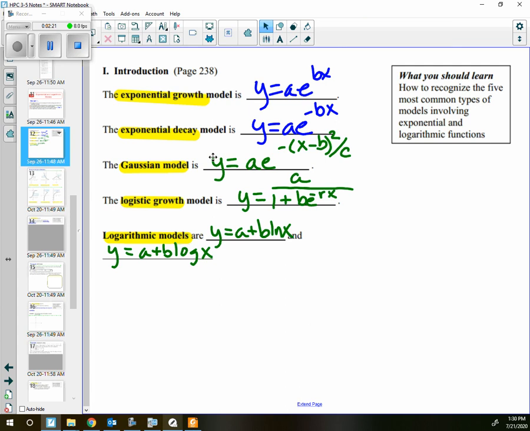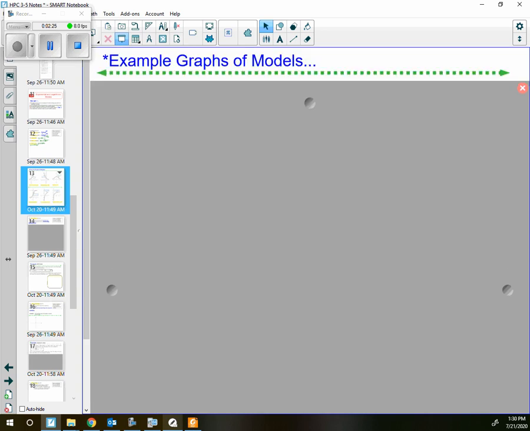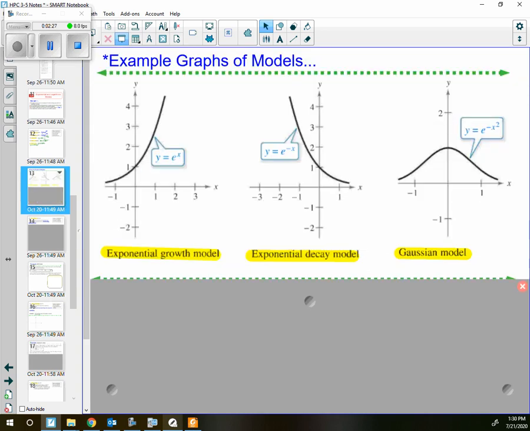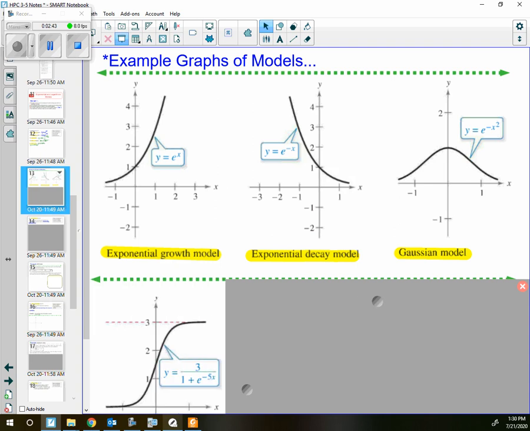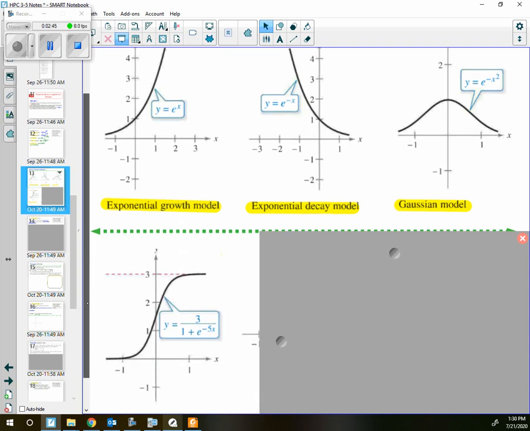Okay, so let's take a look at some applications of what these things look like. I'm going to show you an example of what each of those models looks like when you graph it, kind of like the parent graph versions. So e to the x, e to the negative x, we know what those look like. Gaussian makes that bell-shaped curve. Things that are e to the negative x squared, that's the kind of thing you're going to see for those.